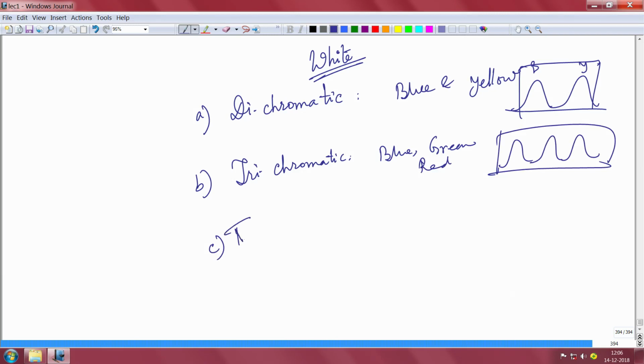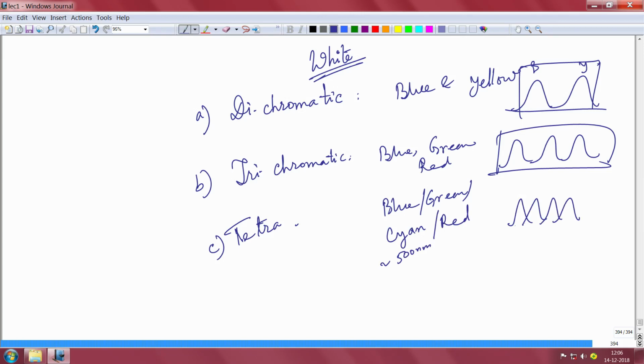Then there is also tetrachromatic. Tetrachromatic will include four colors: blue, green, cyan, and red. Cyan is like blue-green, around 500 nanometer is cyan-green. So you will have four: 1, 2, 3, 4. And then you can make a white LED. The quality will of course be high in tetra, but also the cost will be high there.